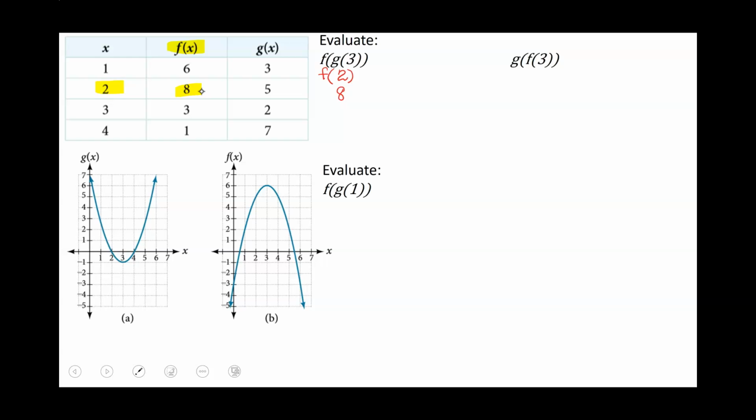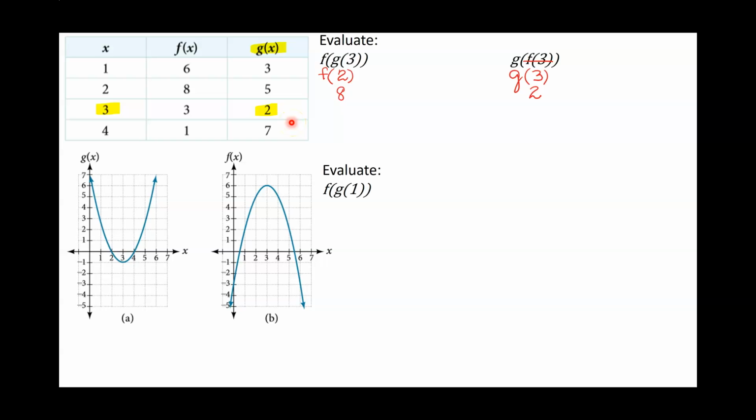Look at another one of those. Again, we start on the inside, so ignore the g, put your finger over it for a second, and just look at f of 3. So I'm going to go back to the table and look at when x is equal to 3, and I'm going to look in the f of x column. So f of 3 would be 3. So replace f of 3 with 3, and now we have g of 3. So I'm going to go back to the table, and this time x is equal to 3, and I'm looking in the g column. So g of 3 would be 2.